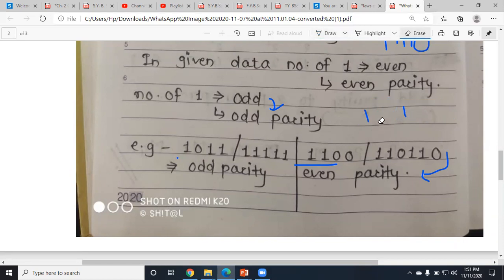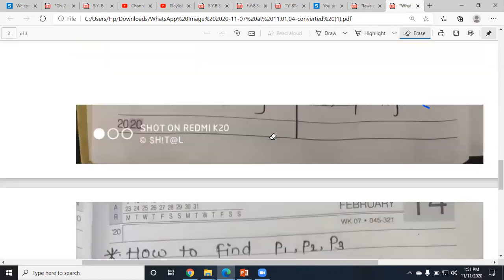Same concept you are going to use while solving for the values of P1, P2, and P3. See how. Now we got this data.